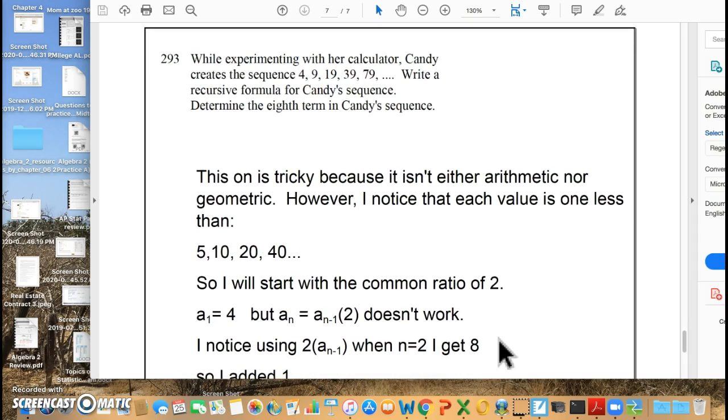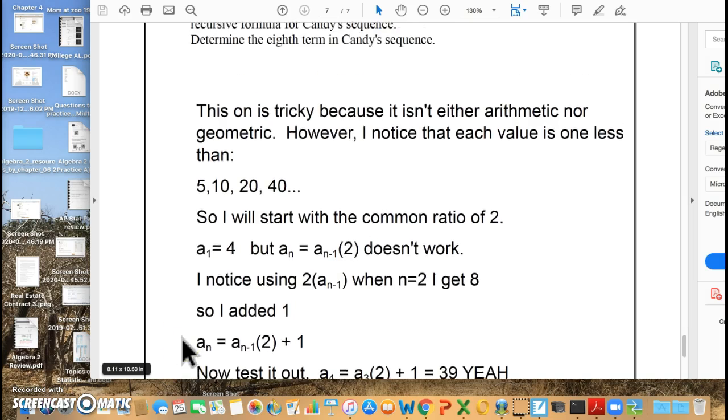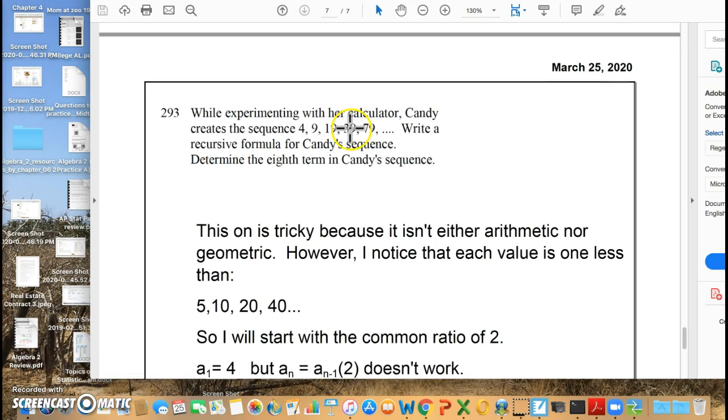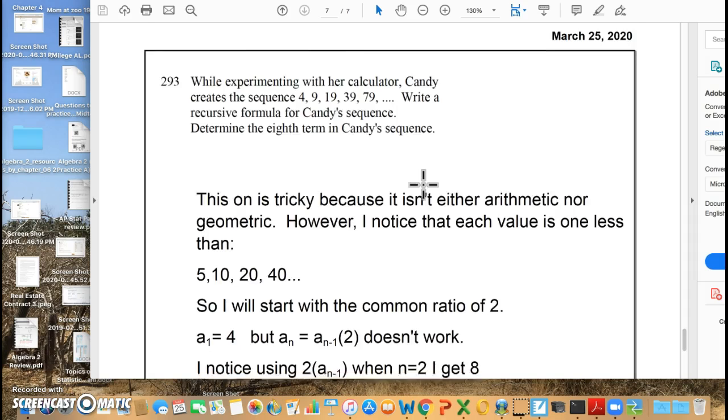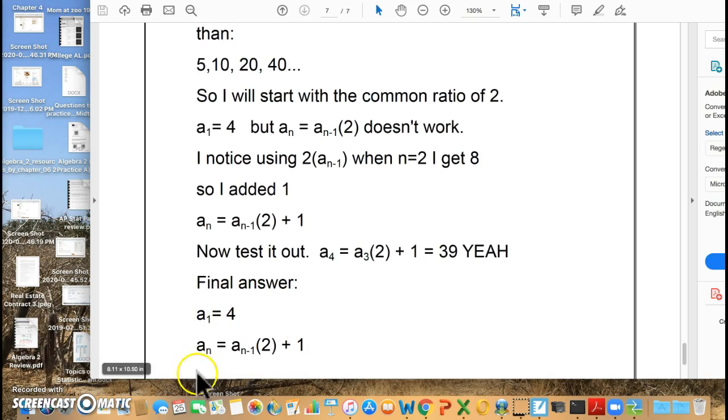So what I'm thinking, well, I know when I plug in here n equals 2, I get 8. So I have to add 1. So I try this formula and test it out. I see that a sub 4 is 39, a sub 3 is 19. I plug that in and yay, it works. So my final answer is this. Again, it doesn't follow one of the exact rules, but with a little thought, you can figure it out.